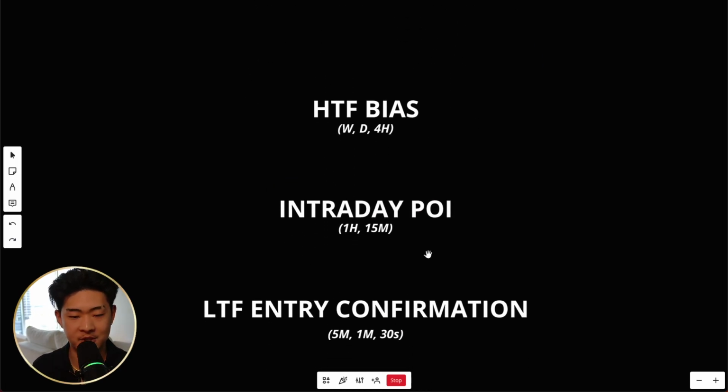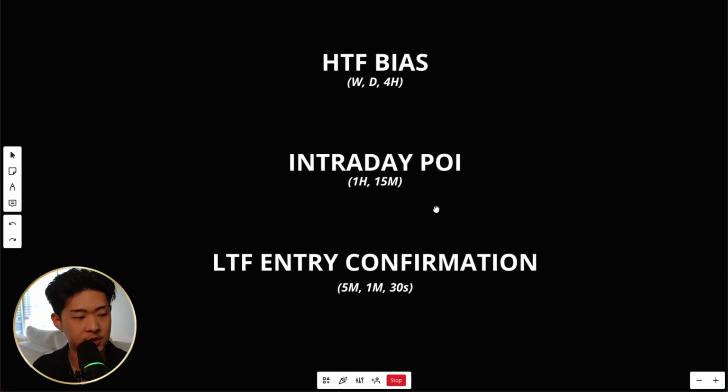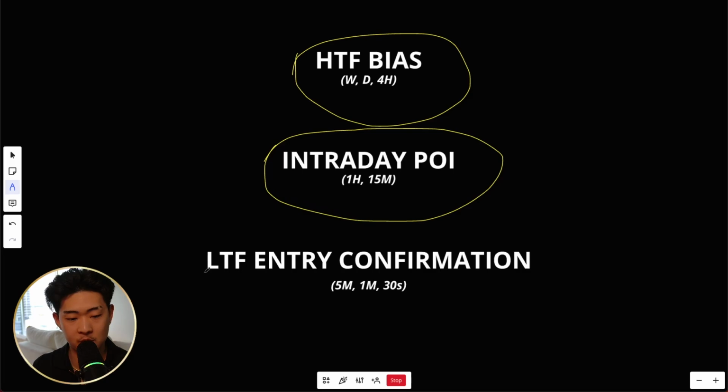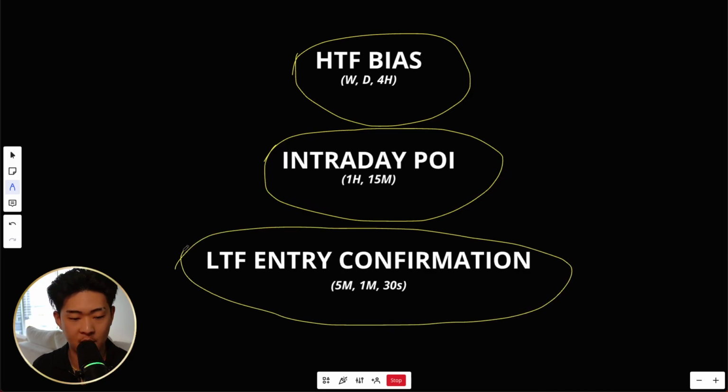And now that we've got time out of the way, we can move on to what I'm looking for within actual price. So in terms of what I'm actually looking to see in price action, it can be broken down into 3 different categories: higher time frame bias, intraday points of interest, and lower time frame entry confirmations. And these 3 things are what make up the price aspect of my model.